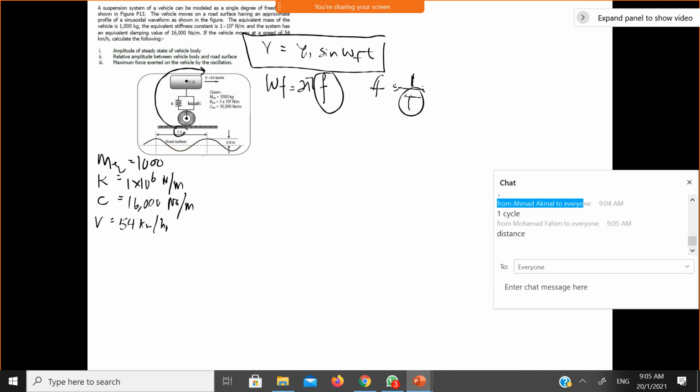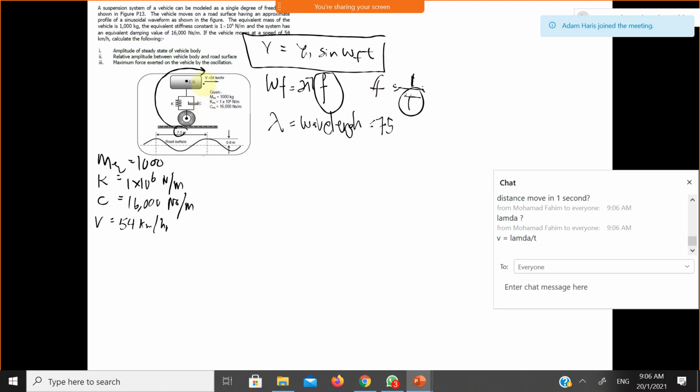Kalau kita define as frequency, apa maksud frequency? Distance move in 1 second. So, in other words, apa kita panggil? What can we call over here? Lambda. Yes, lambda. So, lambda is wavelength. Kita panggil wavelength. Alright. So, this is our lambda, which is 7.5, which is distance the system moving in one complete cycle.